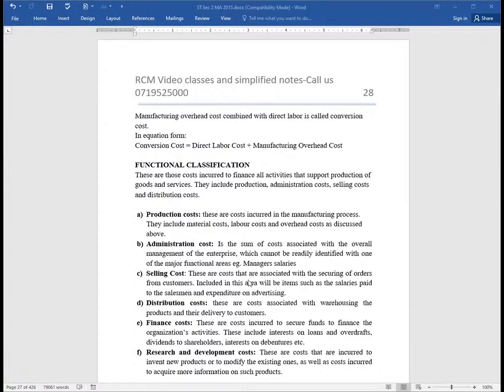We have selling. Selling is a serious function of any company. All those costs that are associated with the securing of orders from customers must be included under selling. Costs like advertisement, wages paid to salesmen, and the commissions paid to salesmen. Then we have distribution costs, ladies and gentlemen.